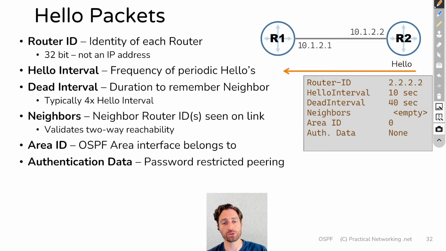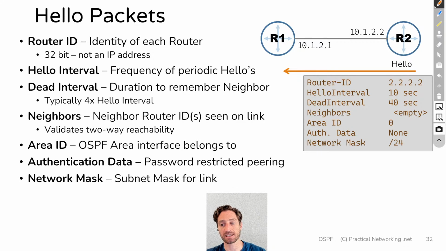And it's also going to include any sort of authentication data. So with routing protocols, you can add a password to your routing protocol and say, hey, I only want to become neighbors with everybody who has the exact same password. That authentication data is included in the hello packets in a field known as authentication data. In the case of router 2, we're not doing any sort of password-based peering.